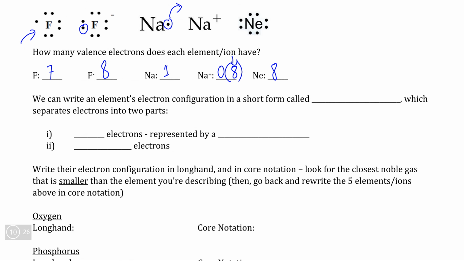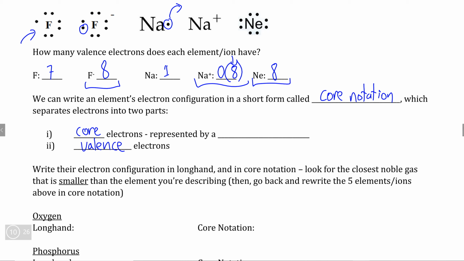Now, again, we see that the 3 ions and elements, fluoride, sodium plus 1, and neon, which have the same electron configuration, also have the same number of valence electrons. It is for this reason why this shortcut is possible. So we can write an element's electron configuration in a short form that we call core notation, which separates an element's electrons into 2 groups. There are the core electrons on the inside and the valence electrons on the outermost layer.